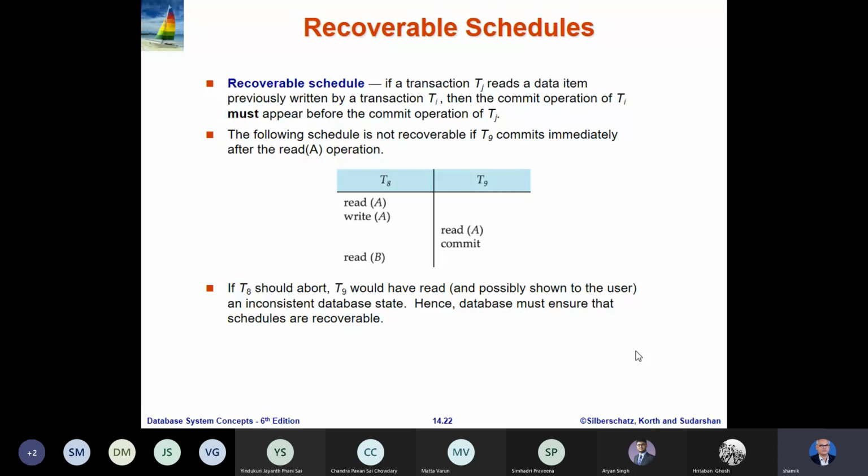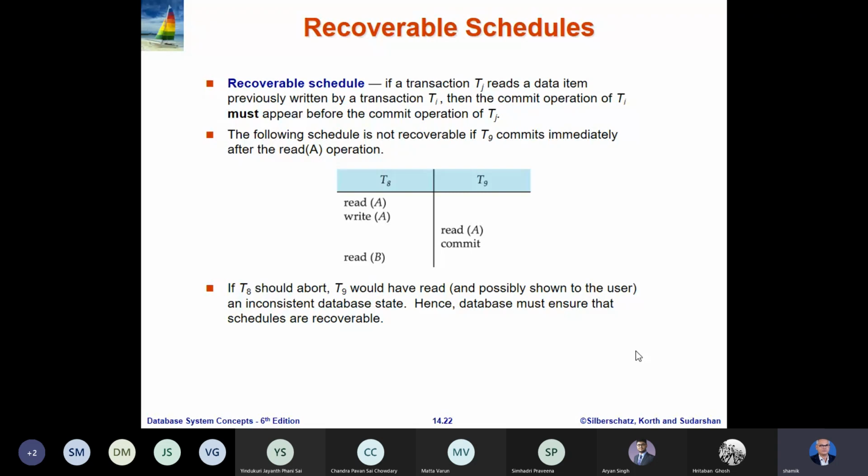Now Ti says it aborts. Then whatever values Ti wrote will be set back. But Tj already has read those and it has committed and gone ahead. So then you cannot recover, because it is all now messed up. What Ti changed, Tj read it, wrote something based on that, completed everything, went away. Now they say no, what Ti wrote was not correct, I cannot proceed, it has to be aborted. So it ends up as a non-recoverable schedule.